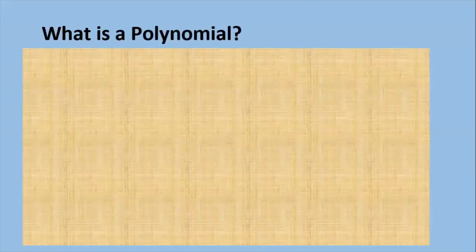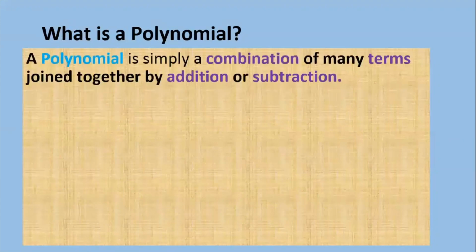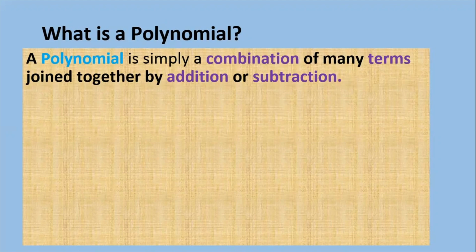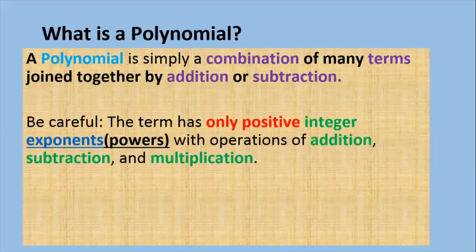Now, what do we mean by polynomial? Well, a polynomial is simply a combination of many terms. You know what a term is now? These terms are joined together by addition or subtraction. But here you need to be careful. Why? Because the term has only positive integer exponents, and the operations involved are addition, subtraction, and multiplication. Okay?